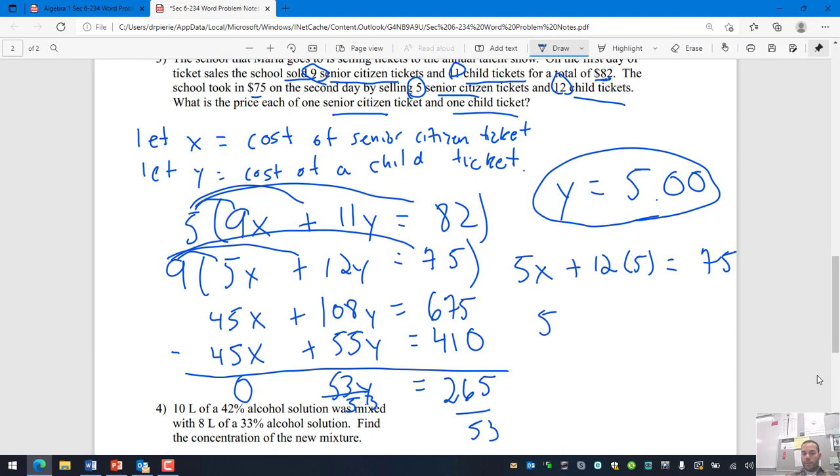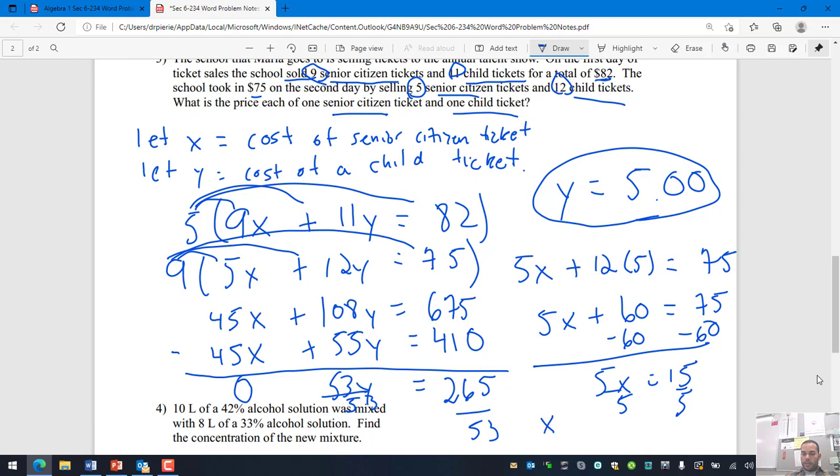Do a little bit of math. 5x plus 12 times 5 is 60. Equals 75. Subtract 60 from both sides. 5x is equal to 15. Divide both sides by 5. And I should get x equals $3. So what do I know? The cost of a senior citizen ticket is $3. The cost of a child ticket is $5.